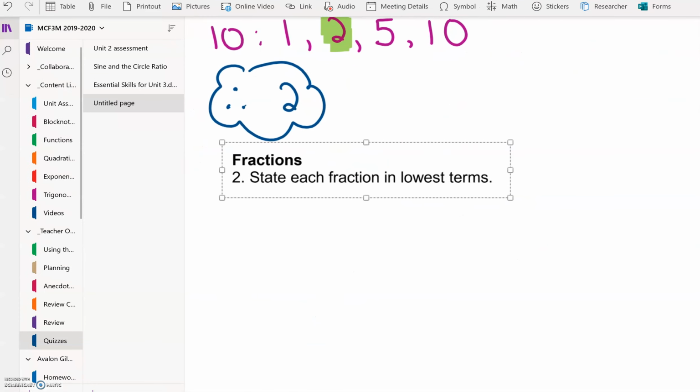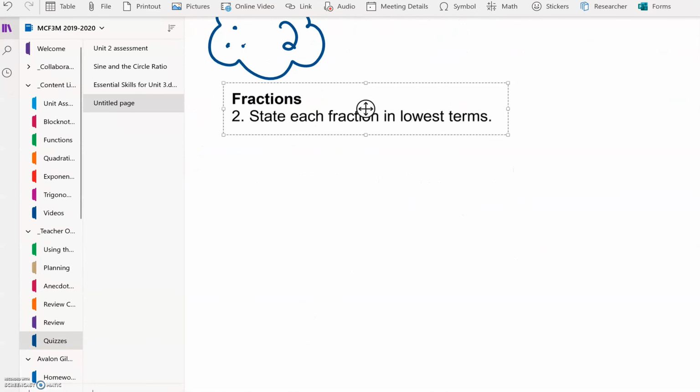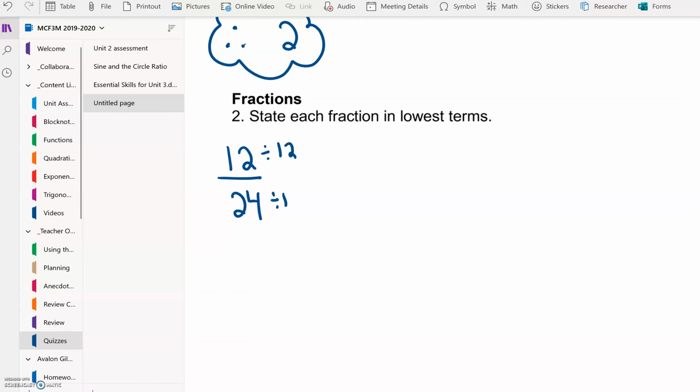Number 2, you have to state each fraction in lowest terms. So I'll just give an example of that. 12 over 24 is an example of that. You have to figure out what is the highest number that you can divide evenly with 12 and 24. Now my trick is I always try to go 24 divided by the lowest number. So 24 divided by 12, which is the lowest number, is 2, which means I can divide both the top and the bottom by 12, which will reduce your fraction into lowest terms.